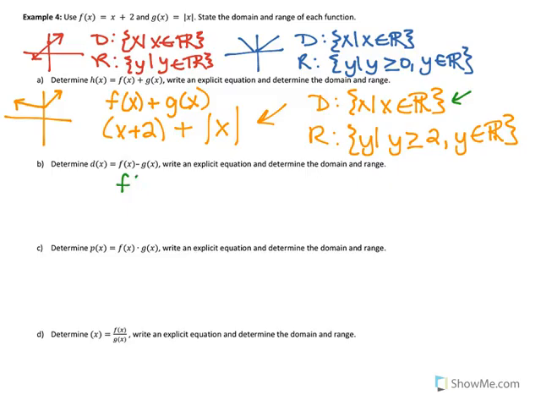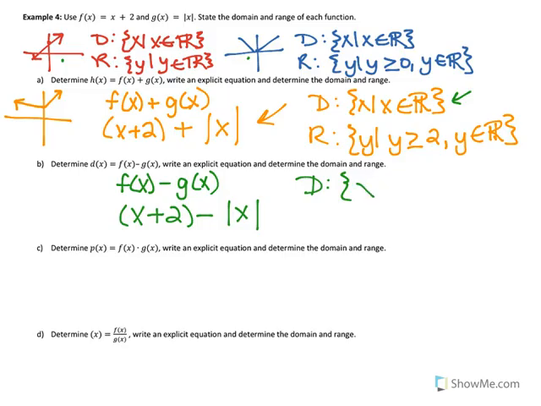Okay, f of x subtract g of x. So we're going to do x plus 2, subtract the absolute value of x, and there's our explicit equation. For the domain of this, if I combine these two graphs, there's not going to be any non-permissible values, and they both start with full domains. So it's going to be x as an element of the real numbers.